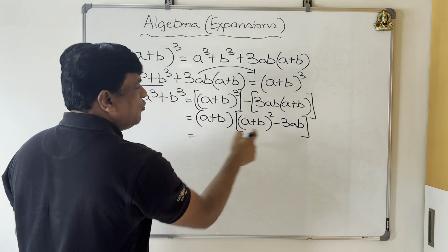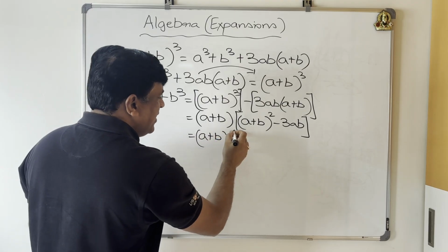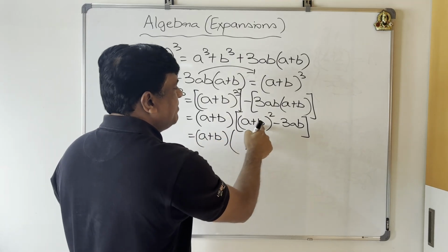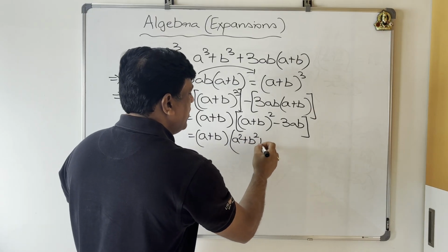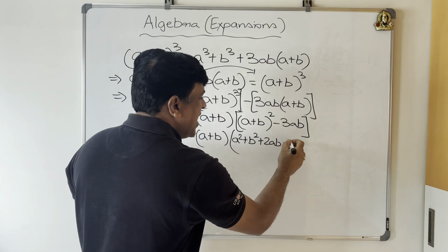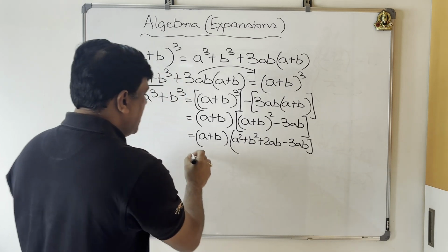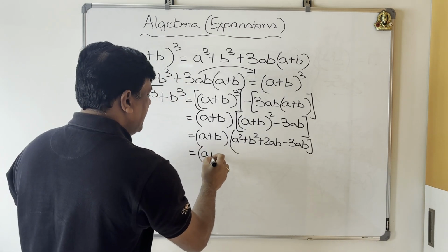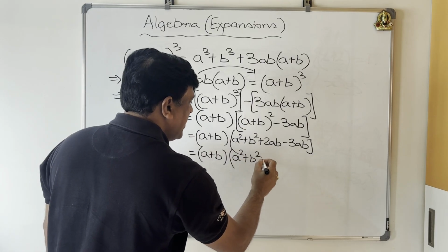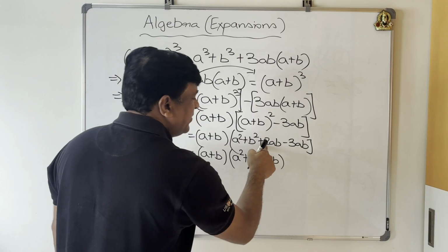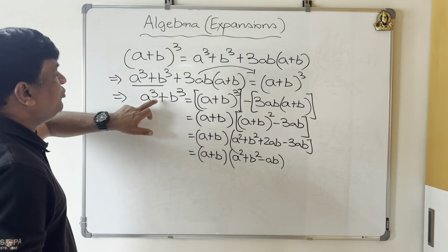So let's go ahead and resolve this. Leave this one as is outside, and now I'm going to open this bracket. What do you get? (a + b) whole square is what we did earlier: a² + b² + 2ab − 3ab. Now what do I get? (a + b) times (a² + b² − ab). Look at it, because +2ab − 3ab will give me this. So this is one more formula which you should remember.